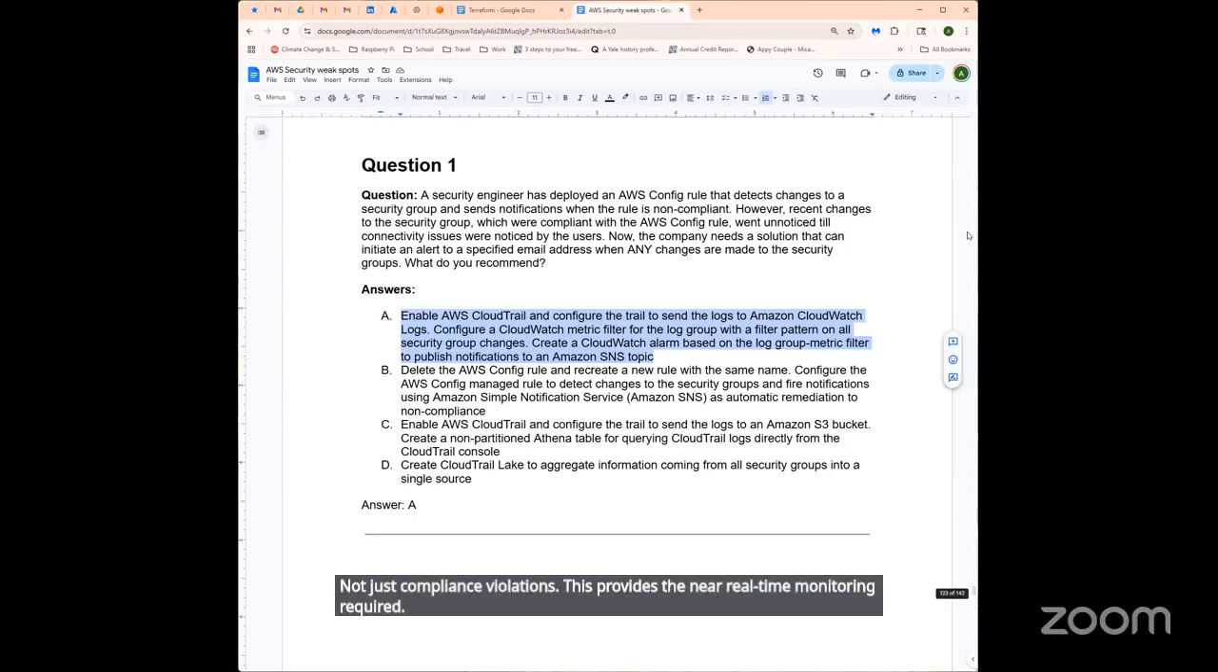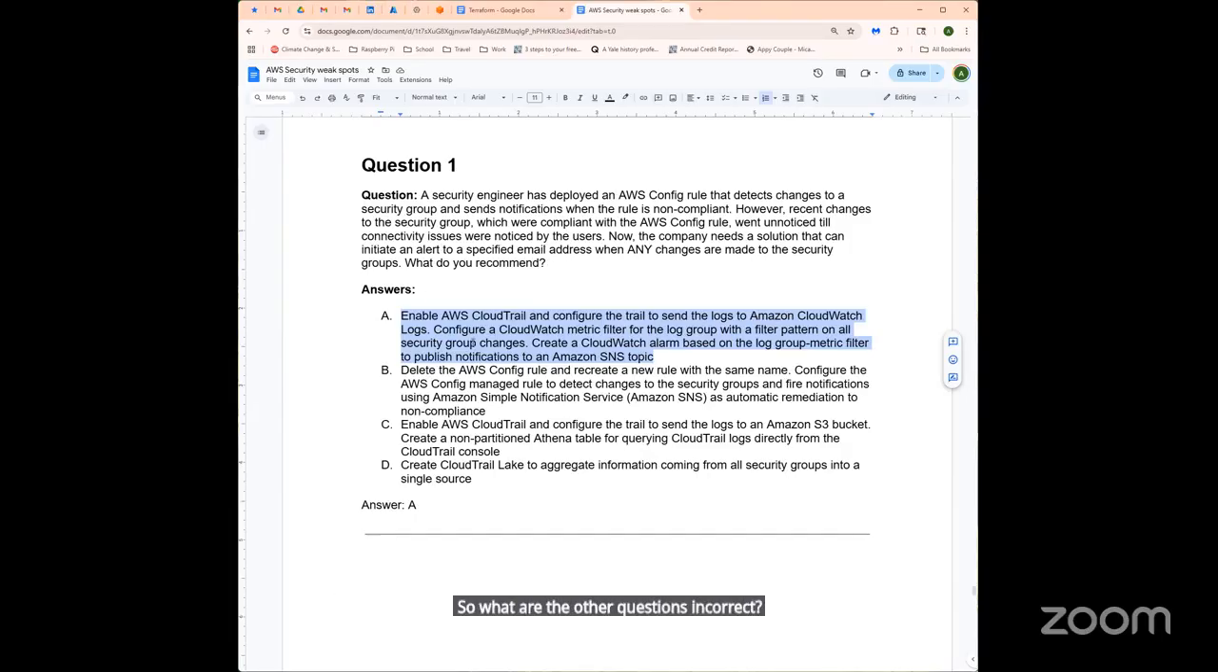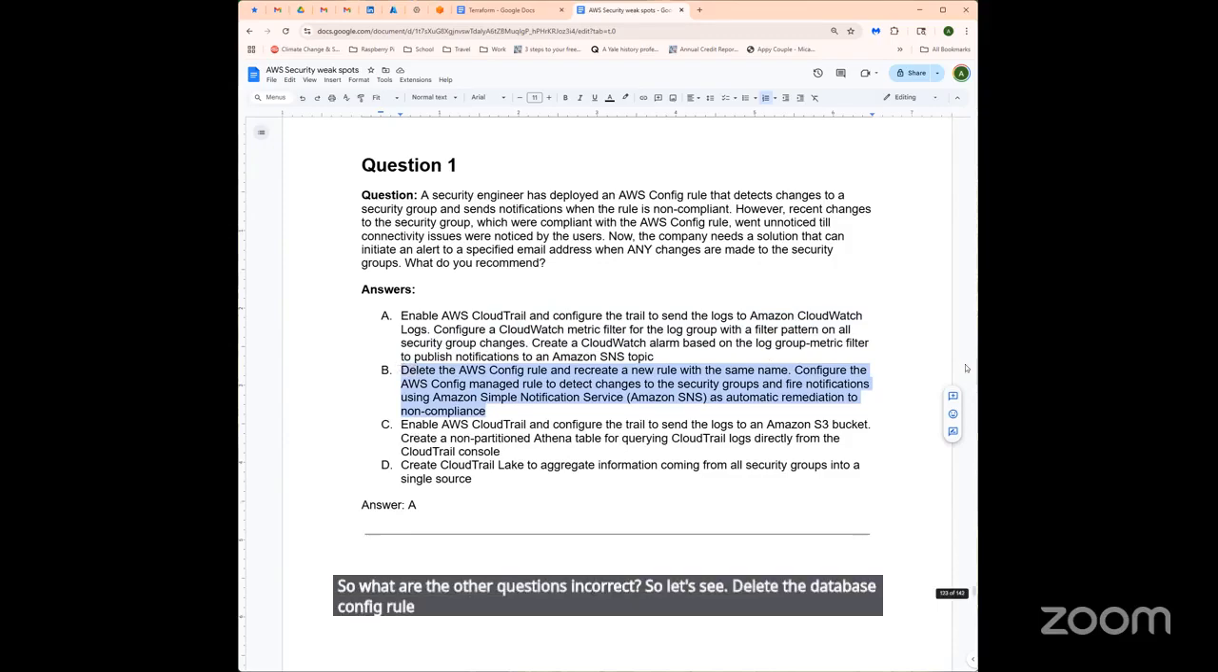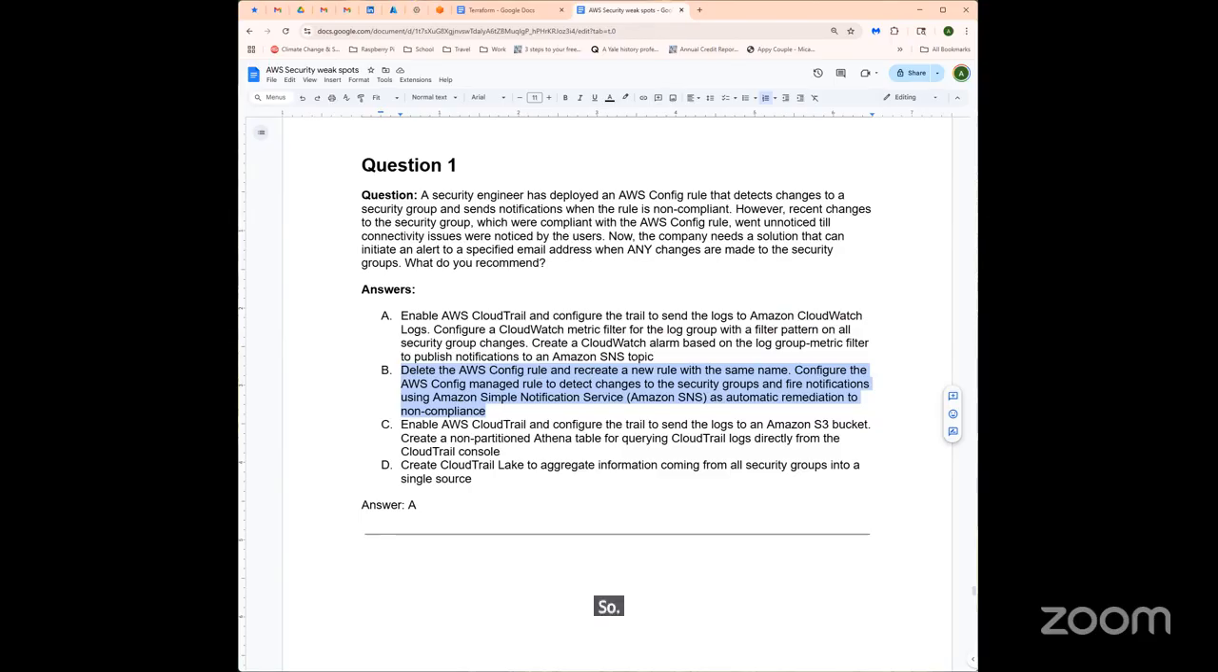So why are the other answers incorrect? Let's see. Delete the database config rule and recreate a new rule. Config only triggers on non-compliant changes, not all changes as required. So that's why that would be incorrect.